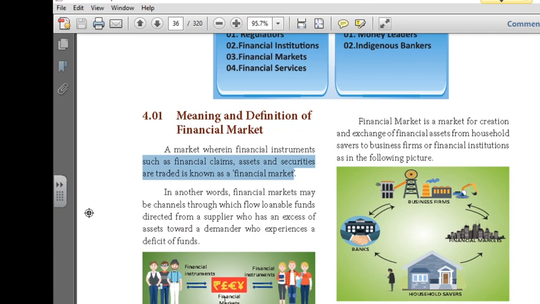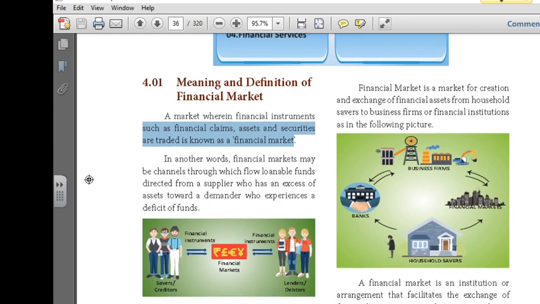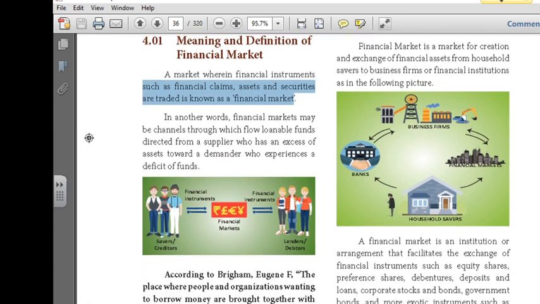Just look into the financial market, it has savers and creditors on this side and the lenders and debtors on the other side. So according to Brigham, it is the place where people and organizations wanting to borrow money are brought together with those having a surplus fund, that is, those who have give to those who don't have. And it is organized through two sectors, organized and unorganized sectors. Organized is the financial services market, and unorganized is money lenders, pawn shops, as we say in Tamil.